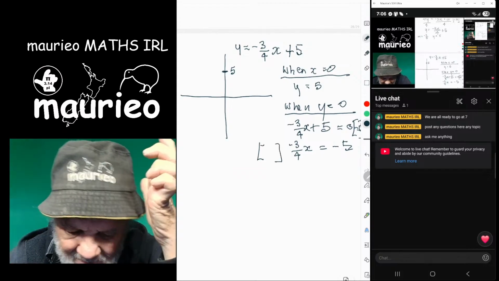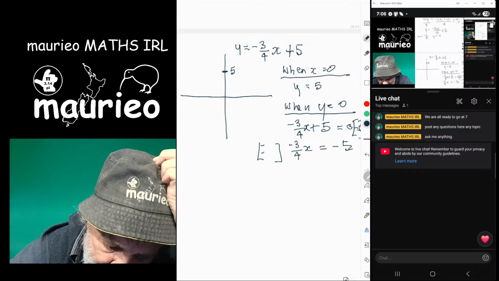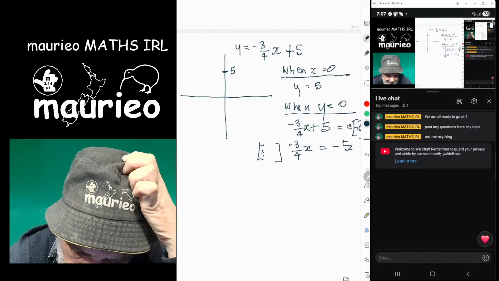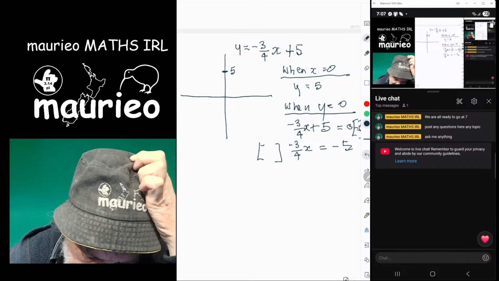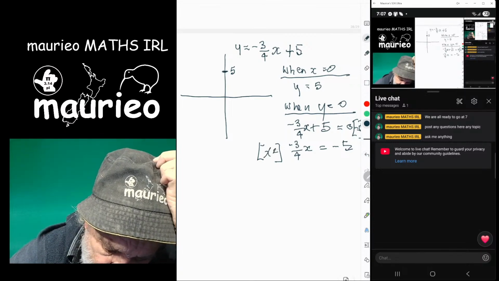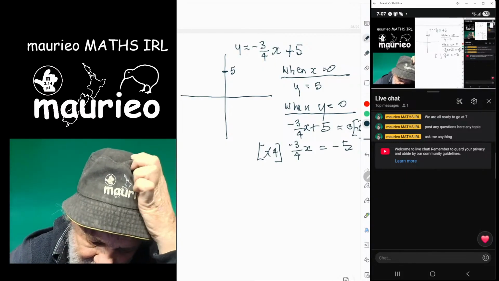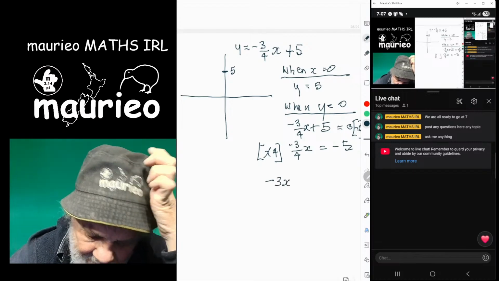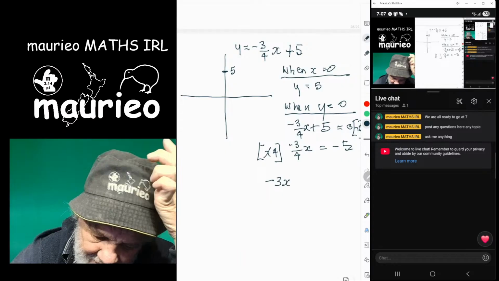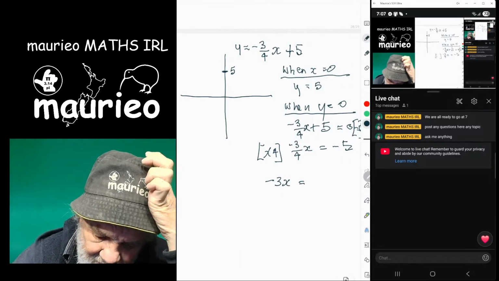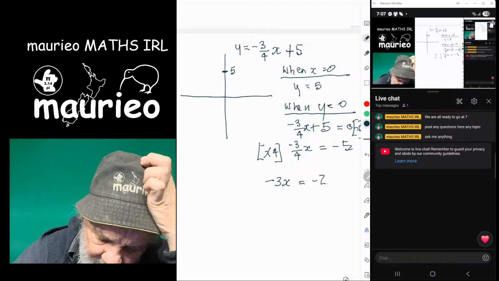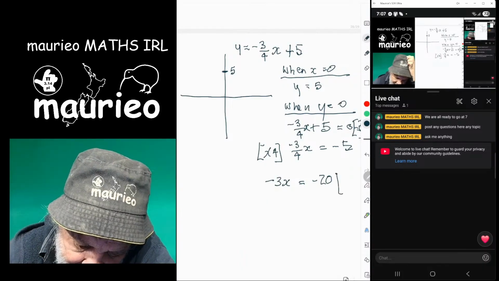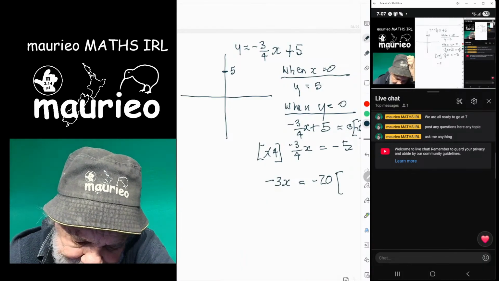we can divide by negative 3 over 4. But I think it'll be easier to explain if I multiply by 4 to get rid of the fraction. So that's going to give us minus 3x equals negative 20. And then we can divide through by negative 3.